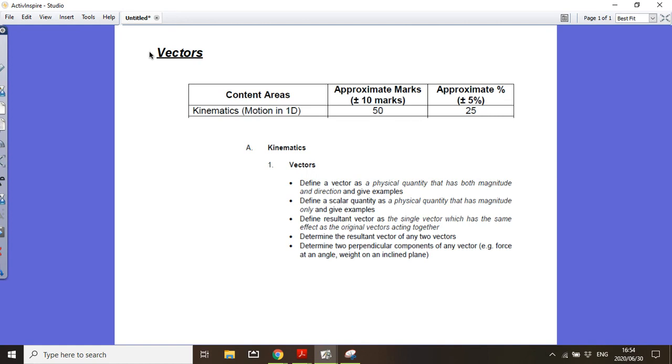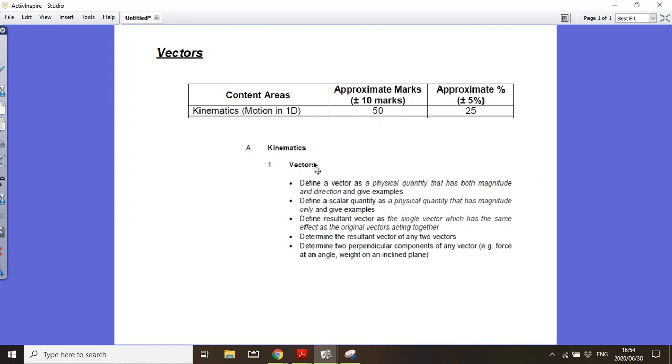Although you will not see it really in the breakdown of the content areas that you need to learn. So if you go and look in your SAGs, please, it's an important document. I keep on saying it. You will see that kinematics is 50%. So it makes up 50 marks, 25% of your final physics paper, which is quite a lot.